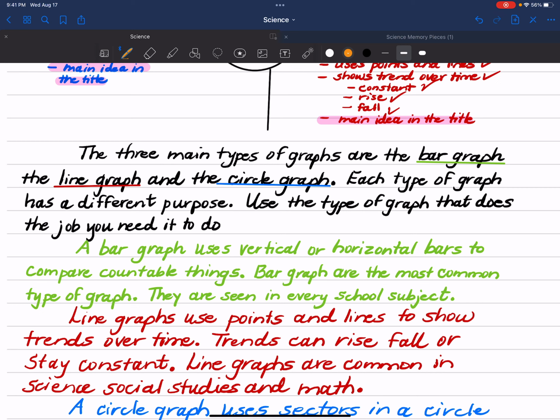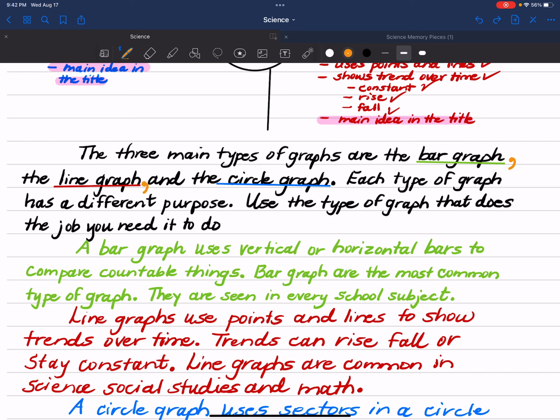The three main types of graphs are the bar graph, pause, the line graph, pause, and the circle graph. If you have three things in a row like that, you need to put commas between them. The bar graph is 1, the line graph is 2, and the circle graph is 3. So I need those commas in there. Now I don't want the 1, 2s, and 3s, so I just wanted you to see that.